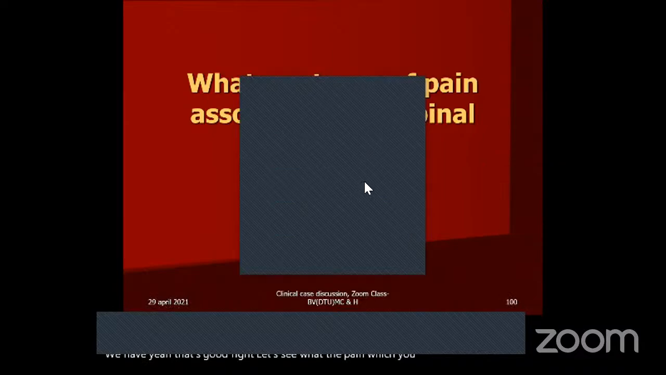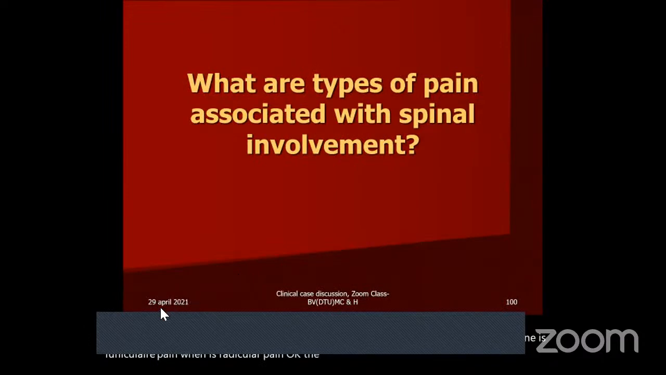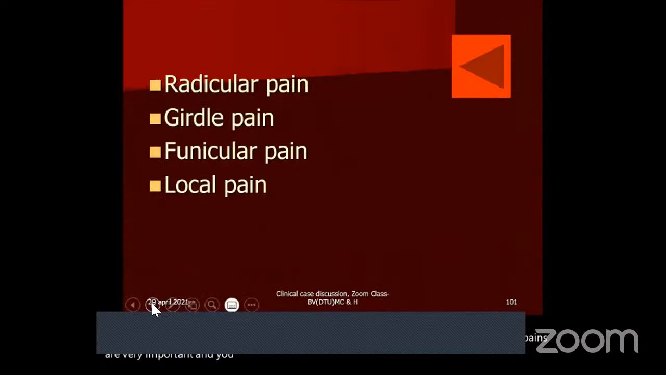The most important are funicular and radicular pains, and you should know what is radicular pain and what is girdle pain, the local pain. Local pain is the bone. Funicular pain is originating from the spinothalamic tract. The characteristics are it is ill localized, gnawing, dull, boring type of pain. You don't know where it is coming from, but you have a lot of discomfort.